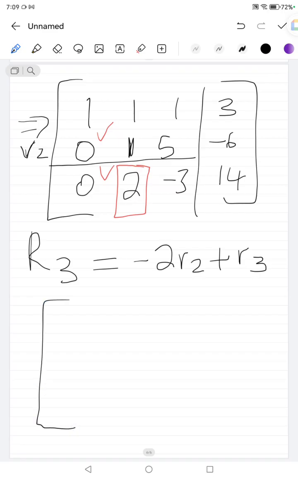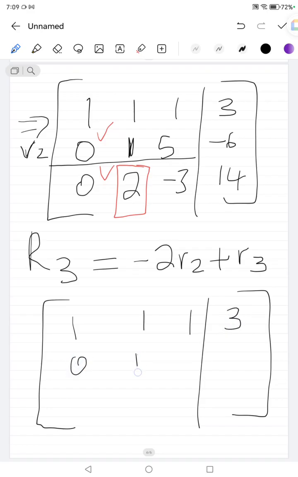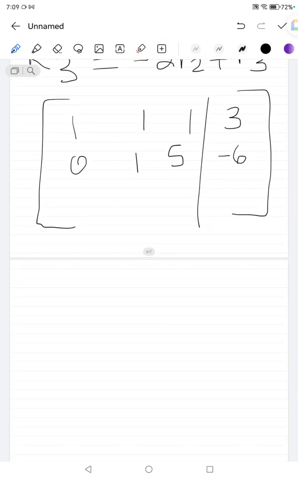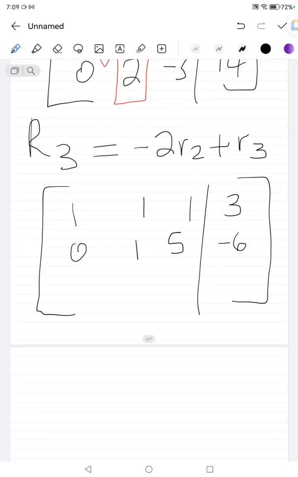So what are we going to be having? We're going to be having something that looks like this. Remember, as I said, now we're working on row 3. The other ones we can just write the way they are. We have 3, 0, 1, 5, minus 6. Then we are currently working on that one. Let me just add a page. I'll do the calculations at the bottom.